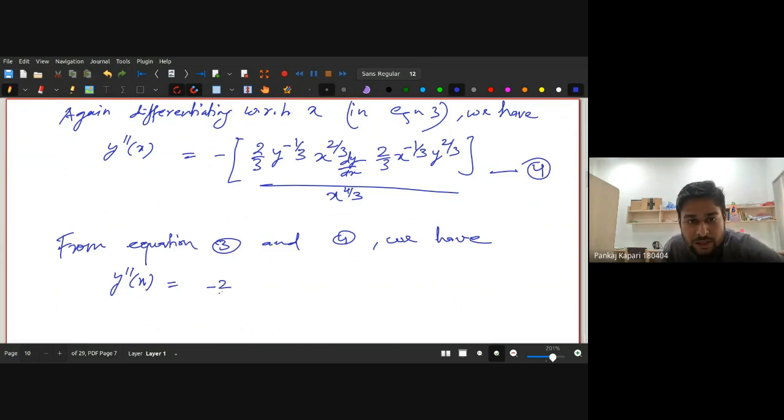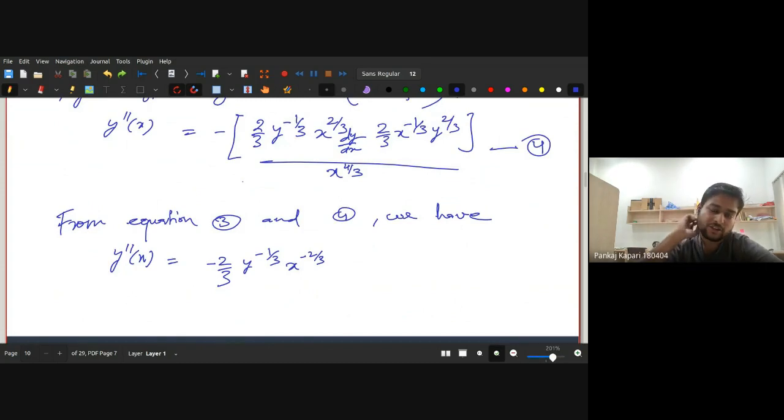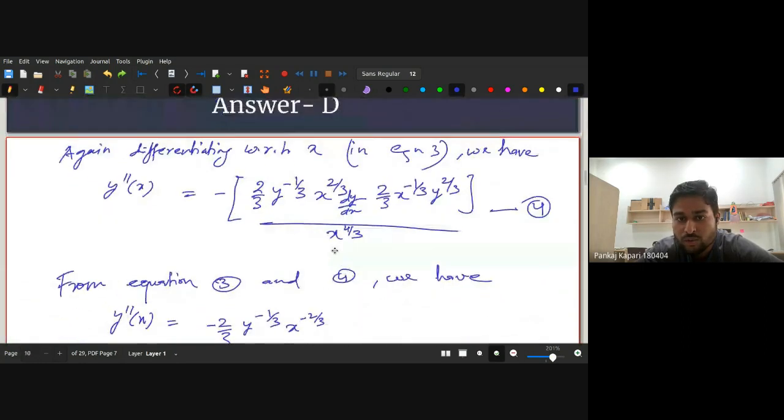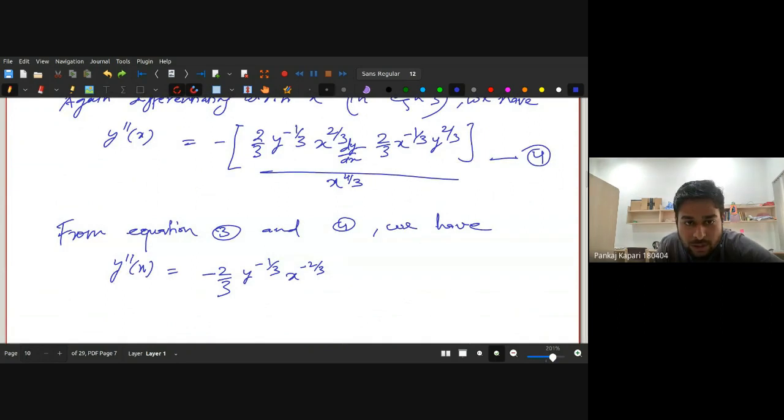okay, so this is minus 2/3 y to the power of minus 1/3 and x to the power minus 2/3, because you can see that here we have x to the power 2/3, in the denominator we have x to the power 4/3, so the power gets subtracted. So you'll have x to the power minus 2/3 in the numerator and into dy by dx. And what is dy over dx? It is minus y to the power 2/3. Okay, so minus will become plus. This is y to the power 2/3 divided by x to the power 2/3, right?